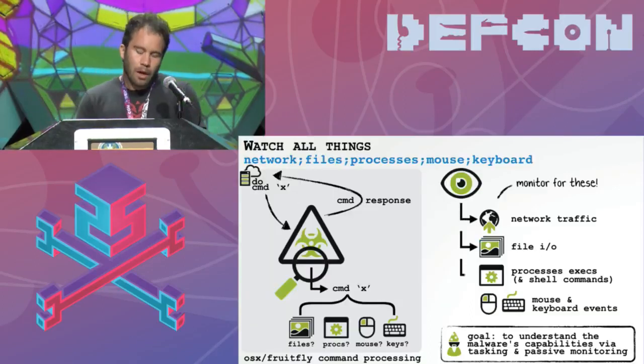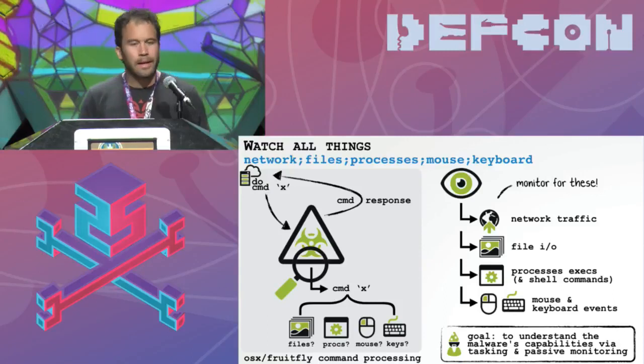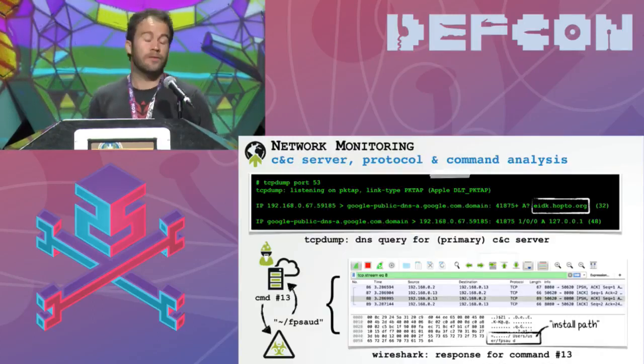So what do we want to monitor? Well, pretty much everything. A given command might create files, write files. It might spawn off processes, execute shell commands, might interact with the mouse and keyboard, or send interesting data back via the network. So we should monitor for all the events so that when we task the malware, we can determine what it's doing via this simple tasking. So let's take a closer look at each of these now.